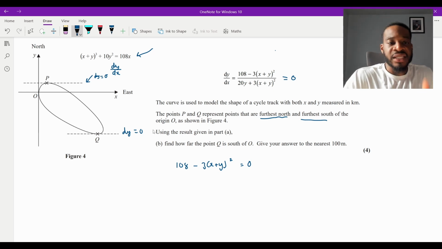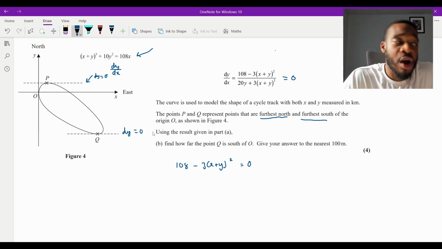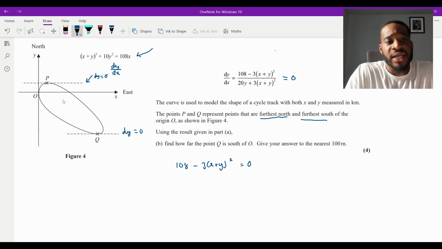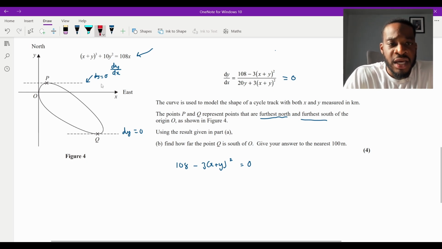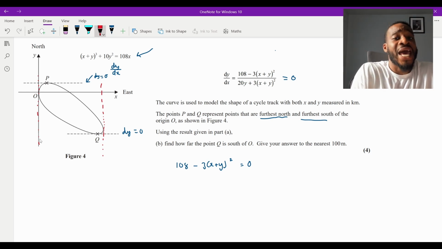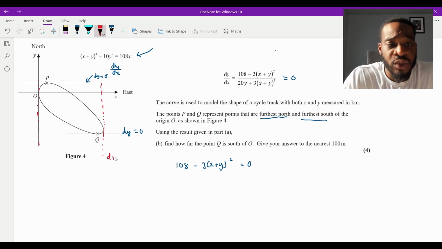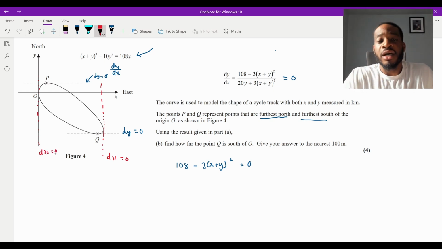Now, as well as that, this has come up before in paper 1, question 9 of June 2018, whereby they asked you for the points furthest east and west, I think it was. So if they ask you for the points that were furthest east or west, well, the tangent lines would be vertical, wouldn't it? It would be vertical here, and it would be vertical there. In that case, if your tangent line is vertical, there's no change in x, so your dx would equal 0. And that would just mean you would set your denominator equal to 0. So that's just something to think about.